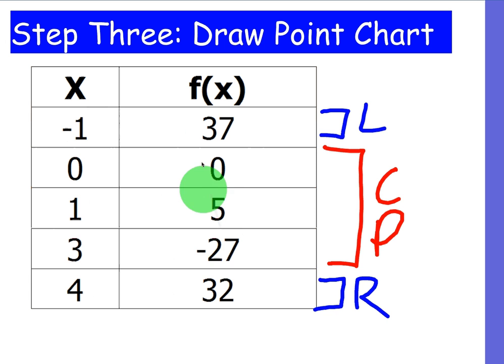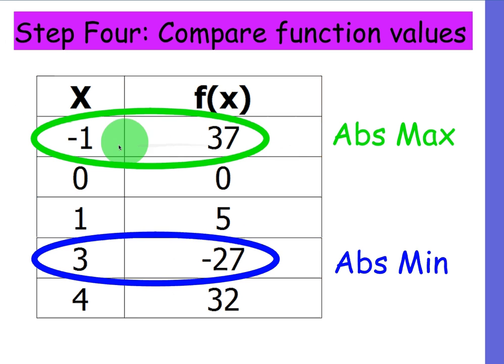Okay, so why do we draw a chart? Well, because we have all of our endpoints and critical points on one chart, we can look at these y values and see what's the biggest and what's the smallest, and that will tell us where our absolute max and absolute min are. We can see that this particular point, which is our left endpoint, gives us the biggest y value of 37. It's bigger than all these others, and we can see that at this critical point, (3, -27), it gives us an absolute min because -27 is the smallest of all of my y values.